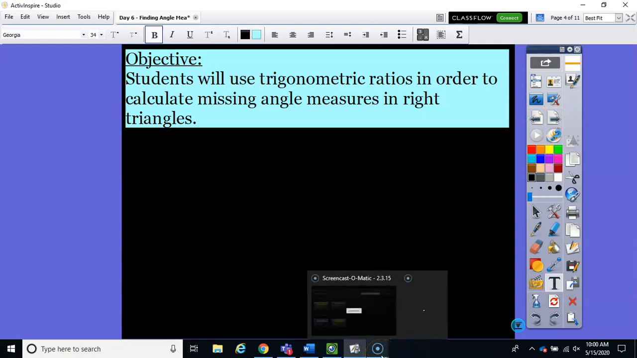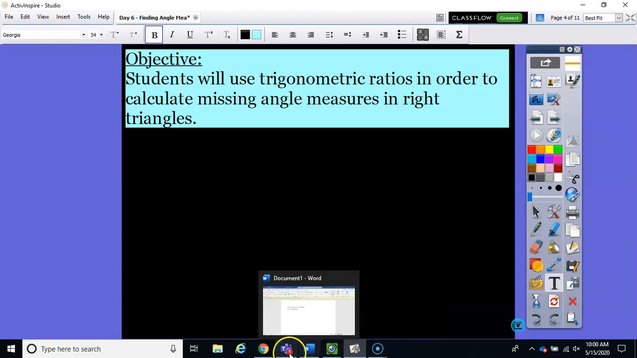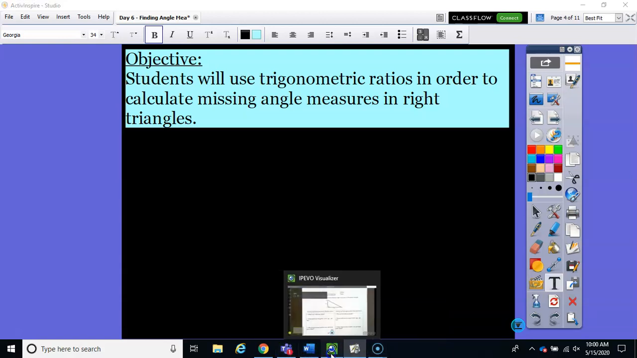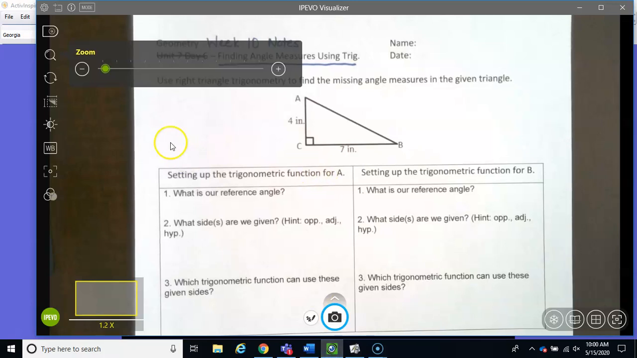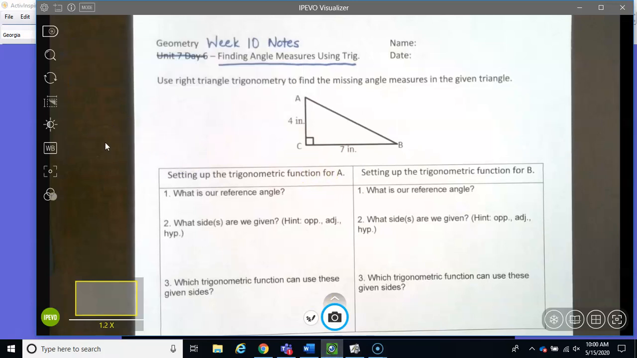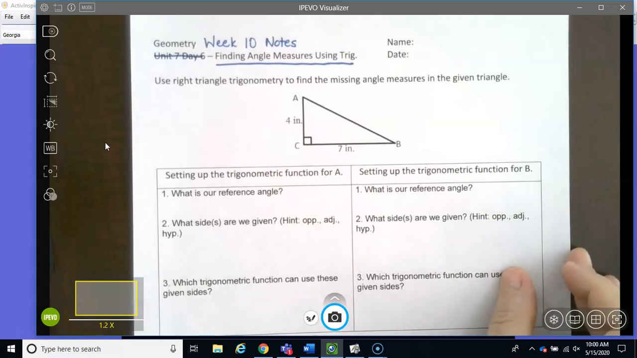So getting to our notes that I attached to your file, or into your email. Here we go. Alright, so this is week 10 of working from home in 2020. So we are going to be finding angle measures using trig. So these are our notes. Use right triangle trigonometry to find the missing angle measures in the given triangle.